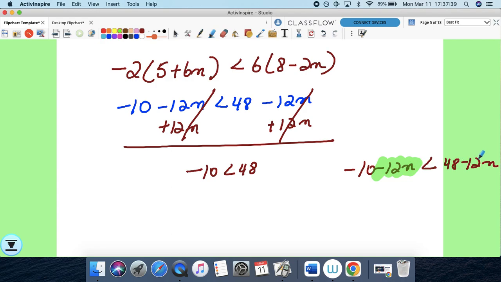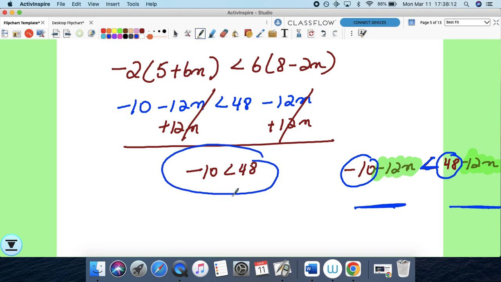So on the left side, I'm going to take a value for n, multiply it by negative 12. On the right side, I'm going to do the same thing. But the difference is that on this side, I'm going to subtract 10, but on the right side, I'm going to add 48. If I take the same exact numbers, and on one side I subtract 10, and the other side I add 48, guess what? This side over here will always be smaller than the right side, no matter what value of n. So this statement will always be true, right?